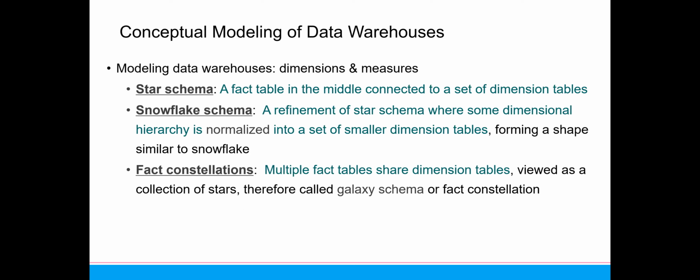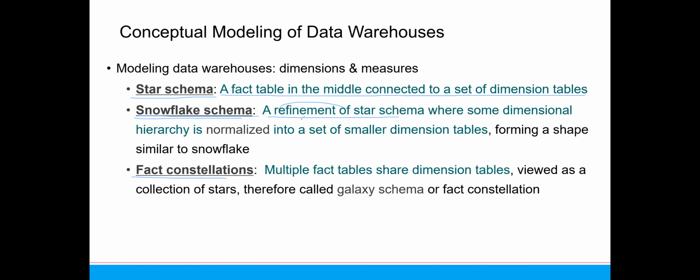So in the conceptual modeling of data warehouse, we have dimensions and measures. And there are 3 kinds of conceptual modeling in the data warehouse. The first is the star schema, next is the snowflake schema, and last is fact constellations. The star schema is a fact table in the middle connected to a set of dimension tables. The snowflake schema is a refinement of the star schema.